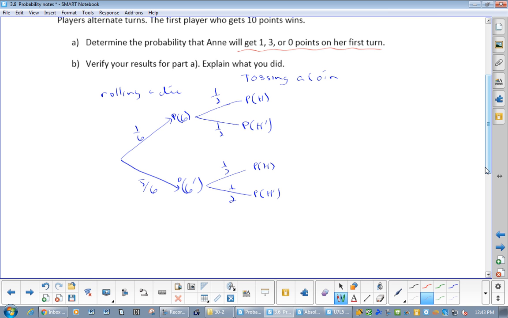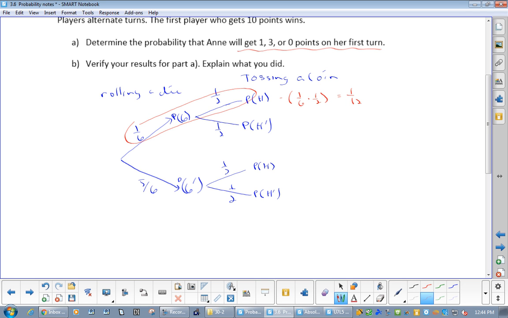Now, the probability of getting a 6 and a heads would be 1/6 times 1/2. Right? Because what does and always mean? Multiply. Or always means add. So I'm going to write it here instead of just the answer. This is 1/6 times 1/2, right? I just multiplied this whole line together and I get 1/12.